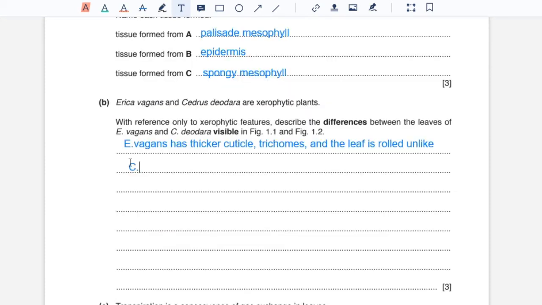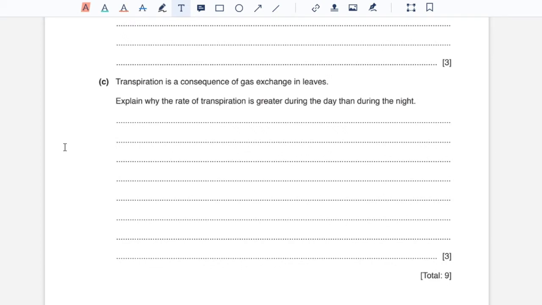C. Transpiration is a consequence of gas exchange in leaves. Explain why the rate of transpiration is greater during the day than during the night. So during the day, stomata open up to allow diffusion of carbon dioxide into the leaf for photosynthesis, as sunlight is present during the day and is required for photosynthesis. And as a result of stomata opening up, the water vapor from air spaces of the leaf diffuses out through the stomata.